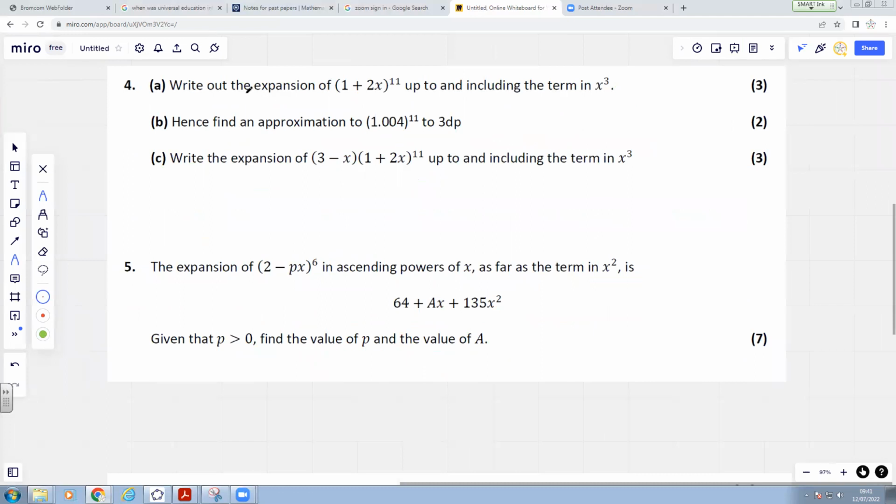Okay, for A, write out the expansion. Right, so let's just do this underneath here. We're going to have 1 times by 2x to the power of 0 times by 1 to the power of 11.